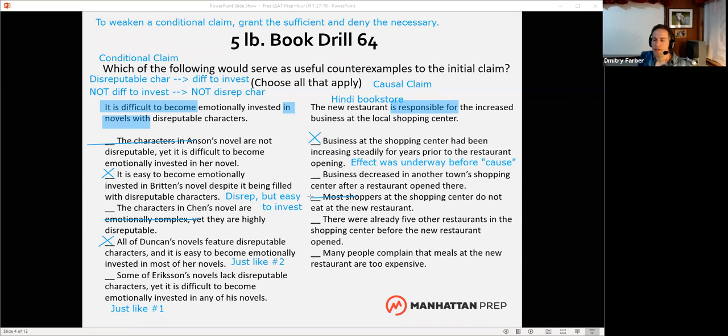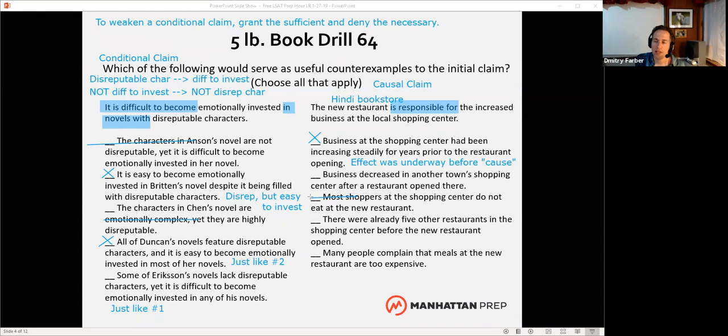Now, if they had something that said most of the new shoppers don't eat there, then you might wonder, is the new restaurant really responsible? If they really were able to look and say, here are all the people who have been coming to the shopping center for years, and here are the people who just started coming. Did they go to the restaurant? They did not. Then that would make you think, of course, there was something else involved. That's right.